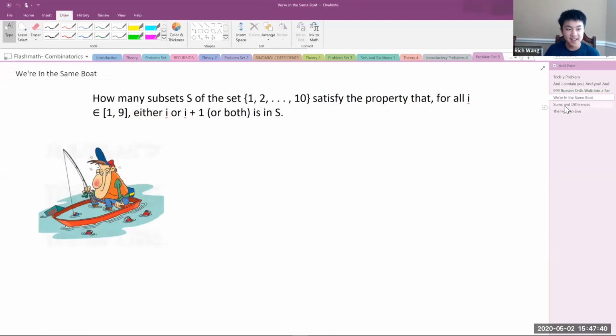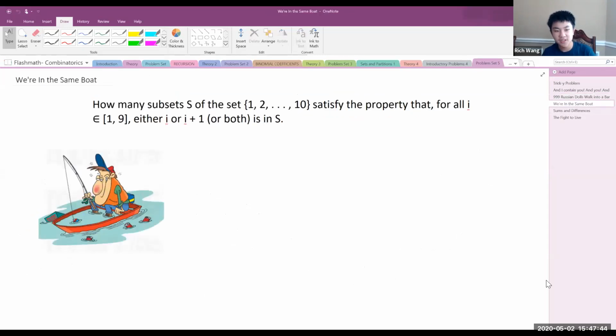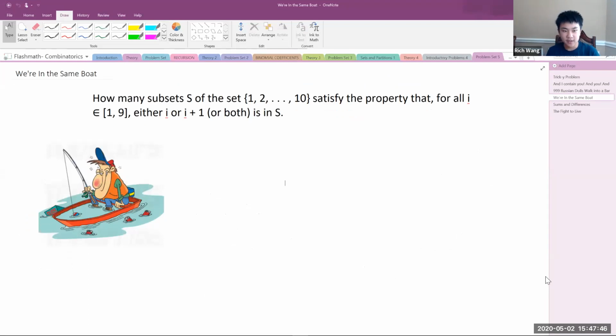We'll see. And now we're going to be moving on to the next question, which is "we're in the same boat." So pretty much it means that if element i is not in set S, then element i plus 1 must be in set S, which is why it's kind of like, oh, we're in the same boat. Because what you do also affects me.